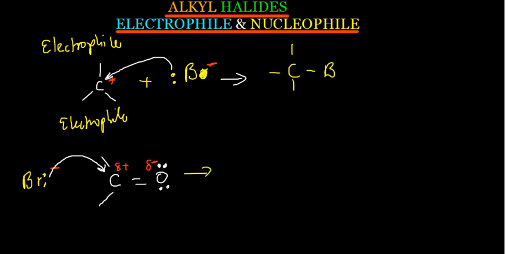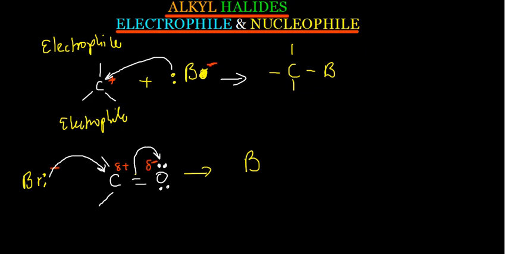And at the end, what we are going to form is B. Now, since carbon cannot have more than 4 bonds, one of these bonds is going to break. Carbon can't have more than 4 bonds. So this bond is going to break, taking the electrons on the oxygen.